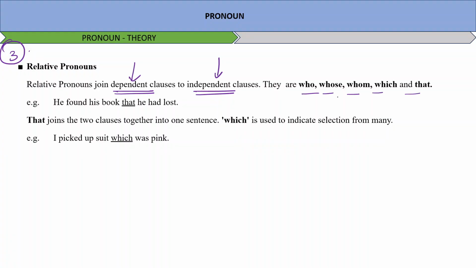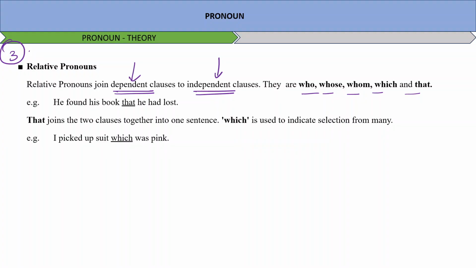This part is limited. Who, whom, which, and that are specifically relative pronouns. Now, he found his book that he had lost. See, he found his book. I could have just said he found his book.